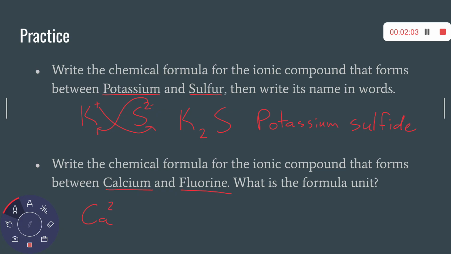Calcium is a 2+ charge. Fluorine is a 1- charge. I do my drop swap, and that should get me 1 calcium and 2 fluorines. My formula unit is just the ratio of ions in my compound. So my ratio of calcium to fluoride ion is going to be 1 to 2.